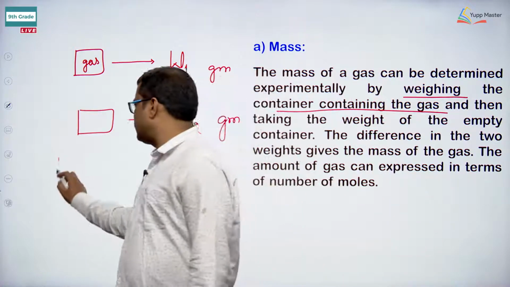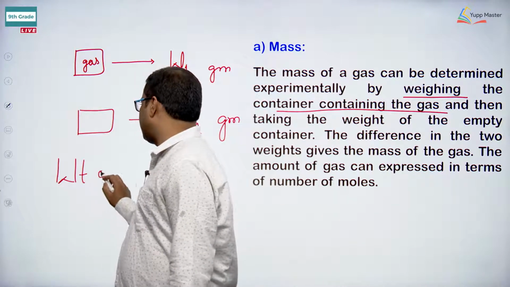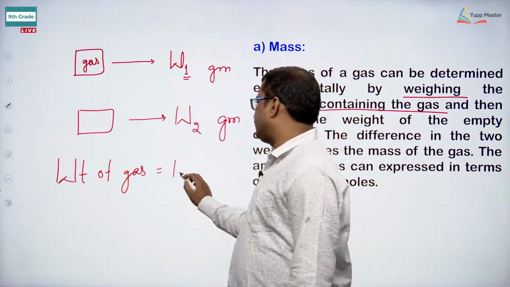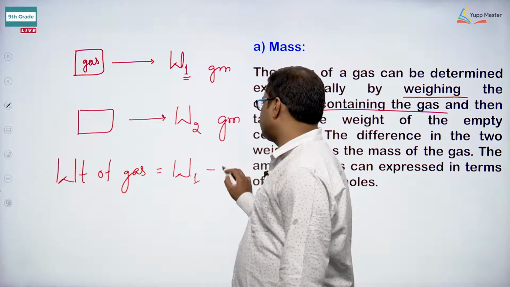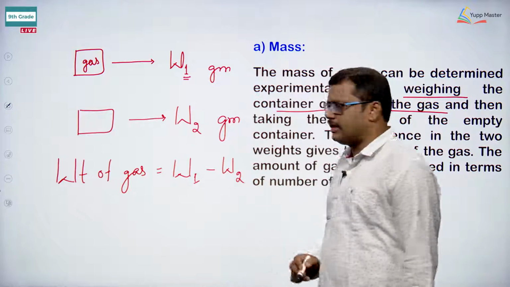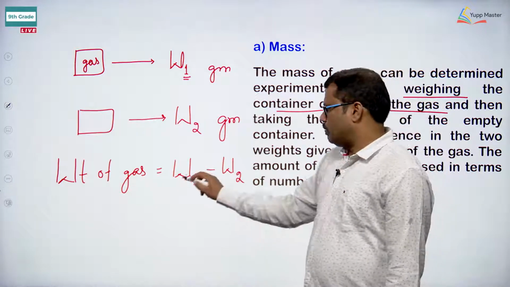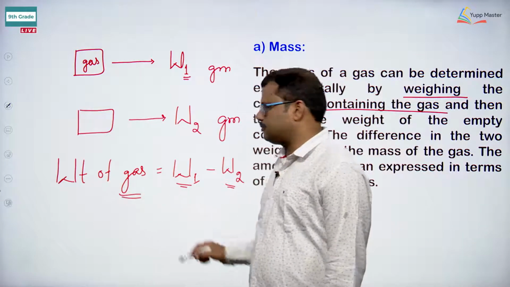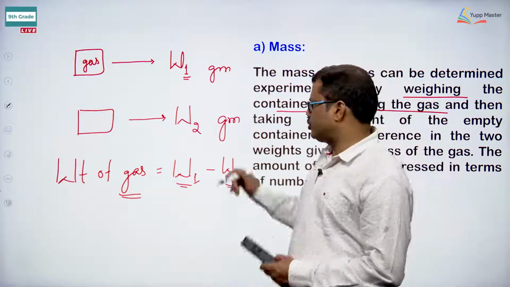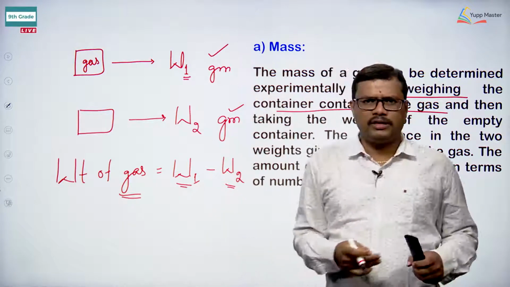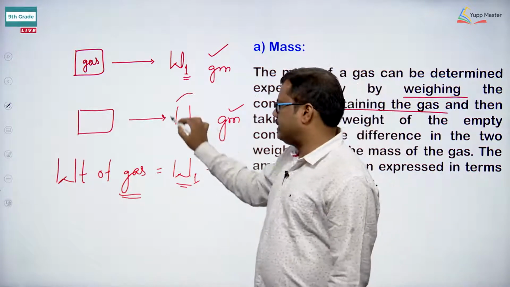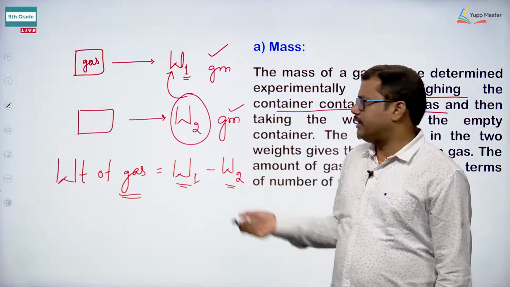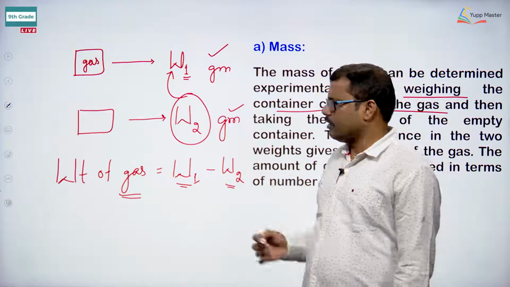Now, when you subtract these two from one another, the weight of the gas can be obtained. So the weight of the gas will be the weight of the container along with the gas minus the weight of the empty or evacuated container. So W1 minus W2 will give us the weight of the gas that is taken. So first the empty container weight has to be considered, and the container weight along with the gas has to be taken, and you subtract the empty container weight from the weight of the container along with the gas, and thereby you are going to get the weight of the gas.